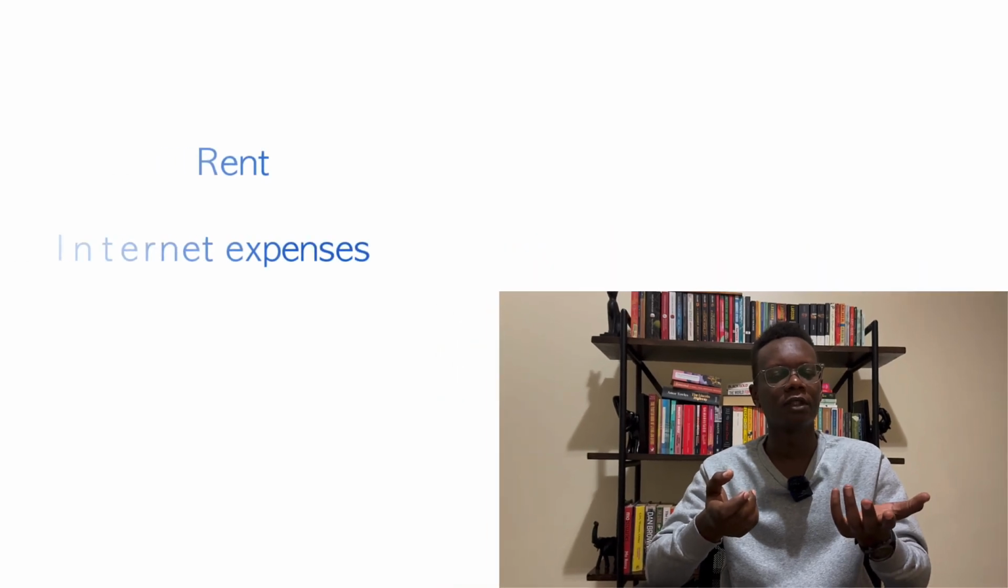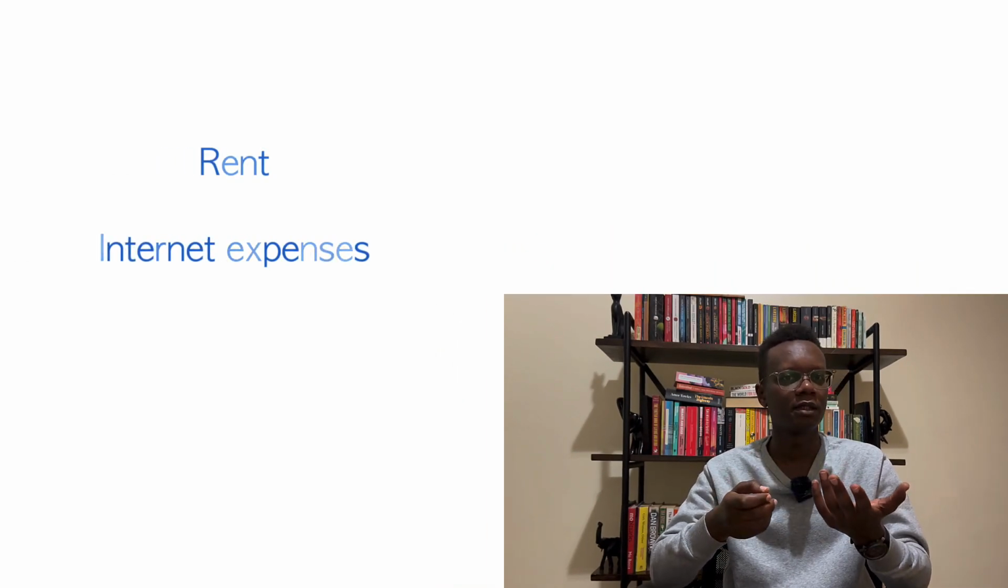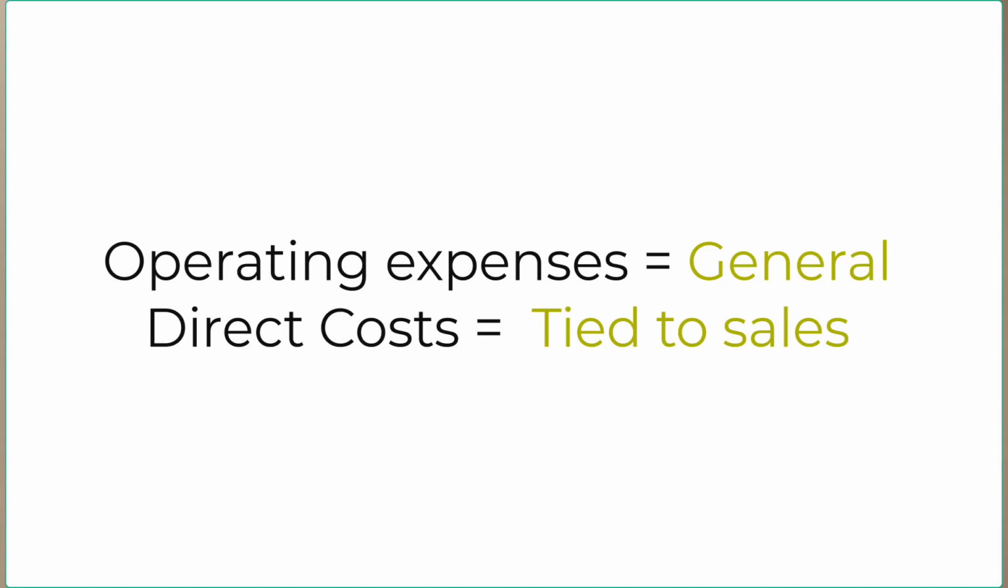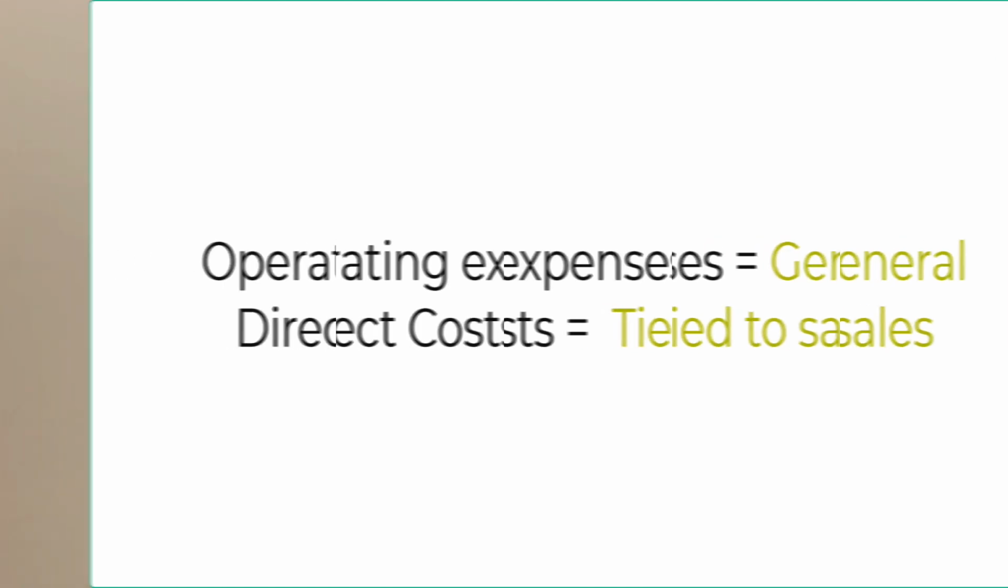So what are operating expenses, or what is OPEX? Operating expenses are those administrative costs that you have to incur for you to run your business. For example, this could be rent for your office or your internet expenses. Now the key difference between your operating expenses and your direct costs is that your operating expenses are more general and administrative, while your direct expenses are usually tied to whatever you're selling.